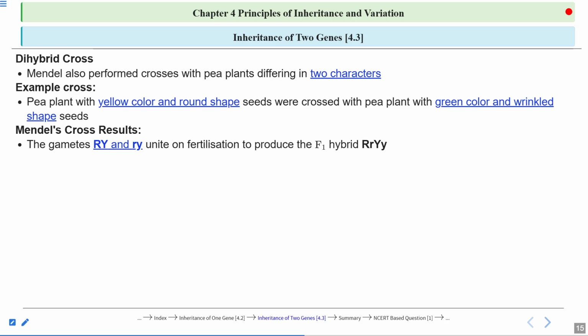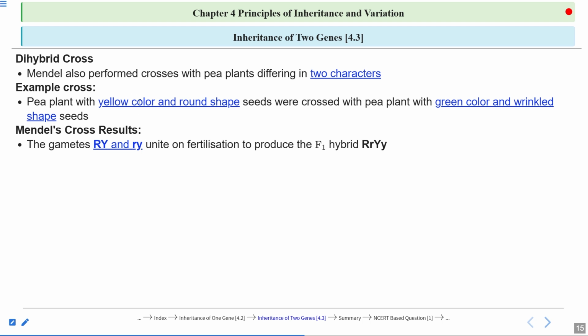Now the gametes which were produced were capital R, capital Y and small y. And these unite on fertilization to produce the F1 hybrid, capital R, capital Y, small y. Okay, clear? So first you can write the gametes which are produced by these two parents. Suppose yellow color is controlled by capital Y, green color is controlled by small y, round shape is controlled by capital R, wrinkled shape is controlled by small r.